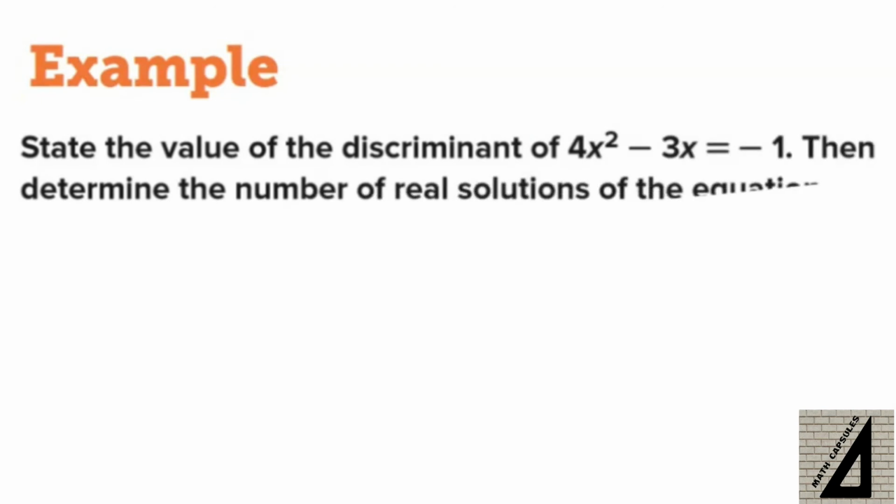Now let us solve this example. State the value of the discriminant of 4x squared minus 3x equals negative 1. Then determine the number of real solutions of the equation. The first step to do is to write this equation in standard form.